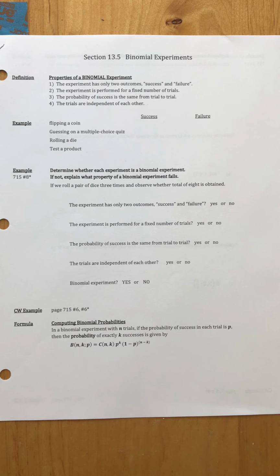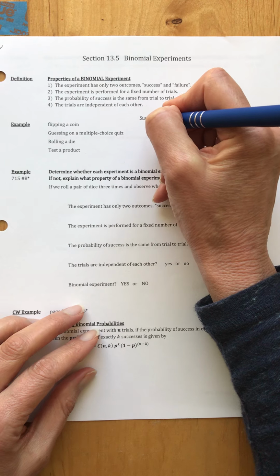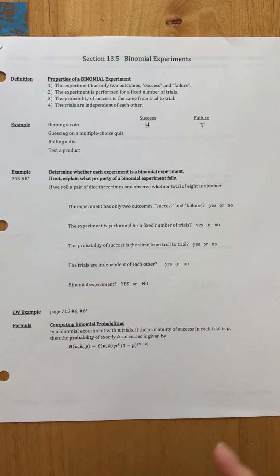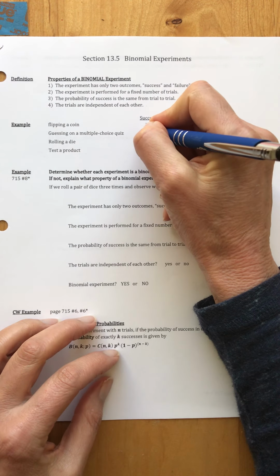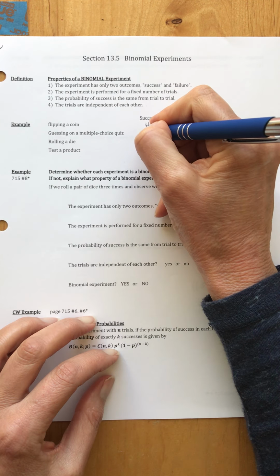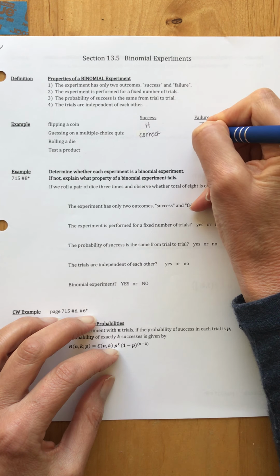All right, so let's look at some examples and see what we would consider success and failure. So if we flip a coin, so maybe your favorite side to get is heads, so you're going to call that success. Okay, so we'll say heads would be success and tails would be failure. Could flip-flop it, it doesn't matter. It's just the idea that we have a success and we have a failure. Guessing on a multiple choice quiz. Okay, so either you're going to get it correct or you're going to get it incorrect. Okay, I'm going to say correct is success. That makes more sense. Okay, correct and incorrect.